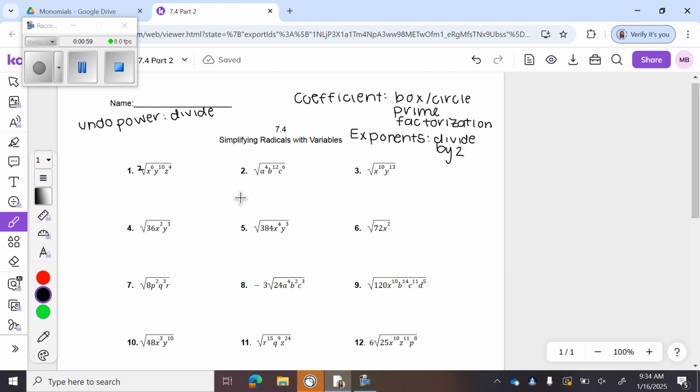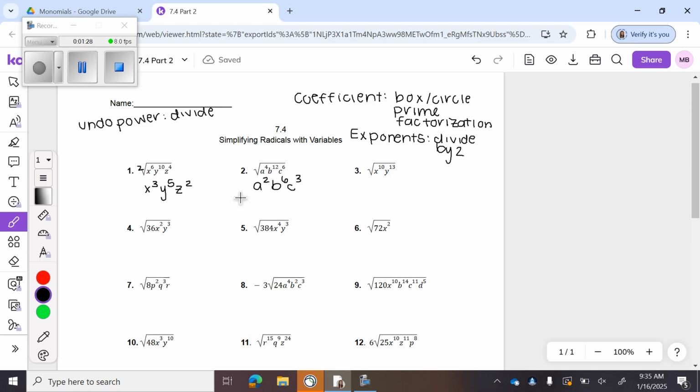All right, so number 1 is pretty straightforward because we don't have any coefficients. So we can just go in here and divide all these exponents by 2. When I divide by 2, it comes out of the radical, and I just get x to the 3rd, y to the 5th, and z to the 2nd, okay? And number 2, same thing. All we have to do is divide by a 2 because we're undoing a squared, okay? And this can become a to the 2nd, b to the 6th, c to the 3rd, all right?